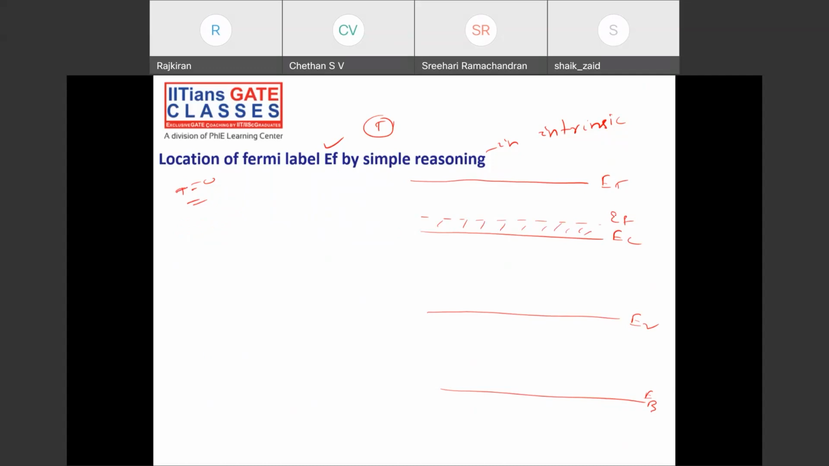If the Fermi level is inside the conduction band at T equal to 0, it means these many states are occupied, since below EF states are occupied. But the total number of electrons in the conduction band is 0 at T equal to 0. There is no energy to lift the electron from the valence band to the conduction band, right? So it cannot be in the conduction band. Clear? So can it be in the valence band?